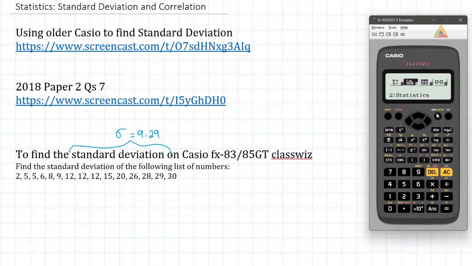So to tell it I'm finished with statistics mode, we're going to go back to part 1, which is my normal calculations. So hopefully that's helpful to see how we calculate the standard deviation on the newer version of the Casio. And if you have the older version, that video there that we're making available to everyone watching this lesson will show you how to calculate it on the older calculator.